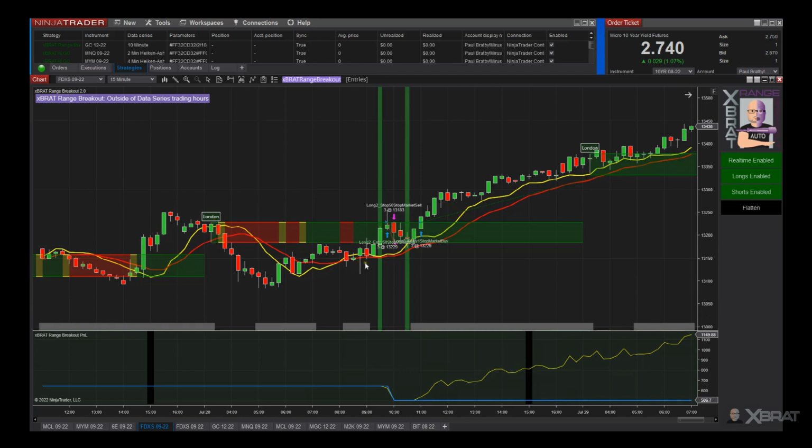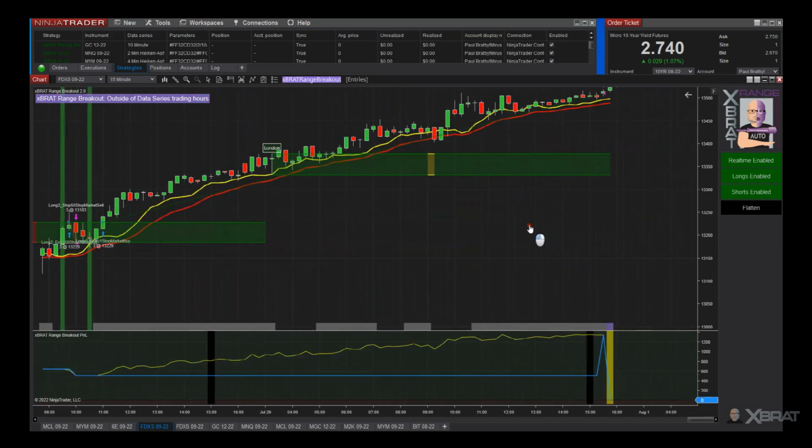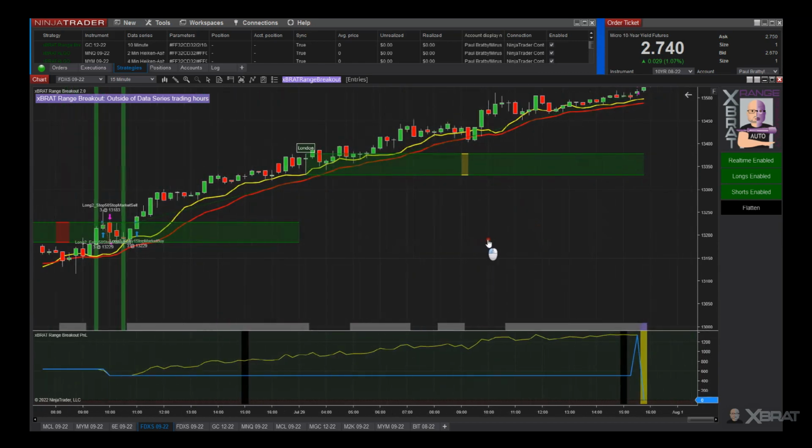Comes back, and then a separate module is called the continuation trade. So when it comes back through that opening range and it's green, we look for a long. In this case, it failed and we got a loss. Then we got another one here, and it continued to carry through all the way till Friday and closed on the Friday. So really big trade.